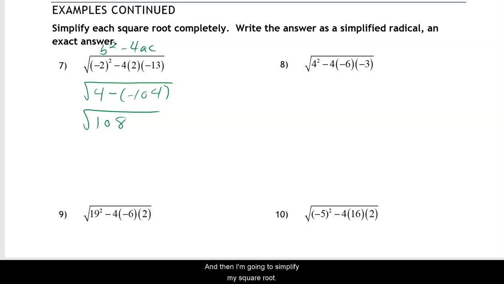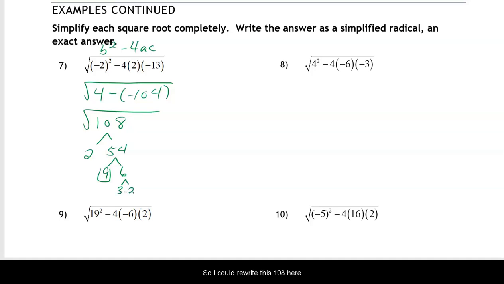And then I'm going to simplify my square root. So if I think about 108, I know 2 goes into that because it's an even number. 108 divided by 2 is 54. 54 I know is divisible by 9. So 54 divided by 9 is 6. And that actually gives me a perfect square there. And I can factor 6. 6 is 3 times 2.